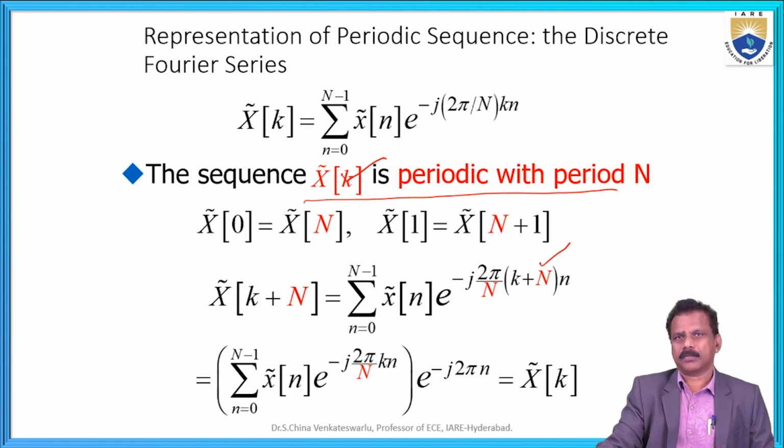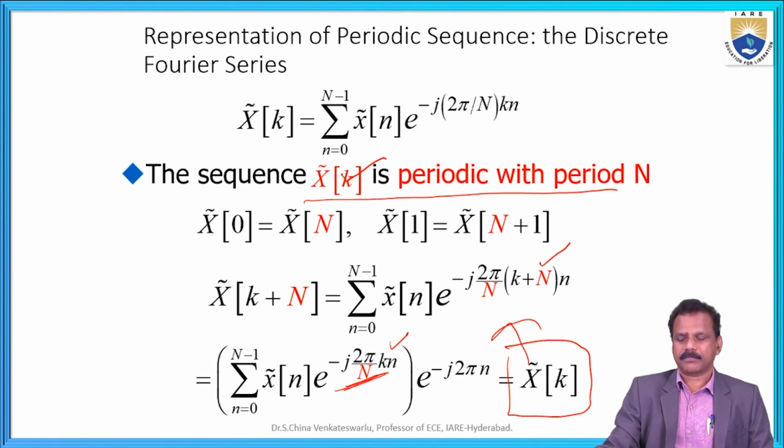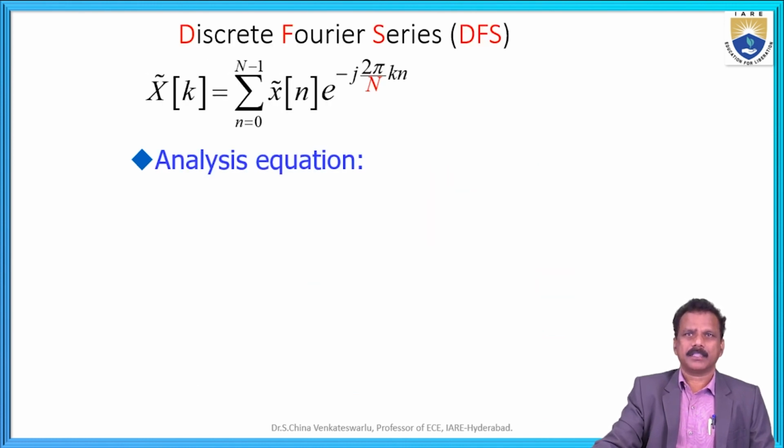It is equal to the summation n equal to 0 to N minus 1 of x of n into e power j 2 pi by capital N into kn. We know that this is the twiddle factor, and we try to verify that x of k is the discrete Fourier transform. The discrete Fourier series x of k is equal to the summation n equal to 0 to N minus 1 of x of n into e power j 2 pi by N kn. So this is the analysis with the mathematical notation.